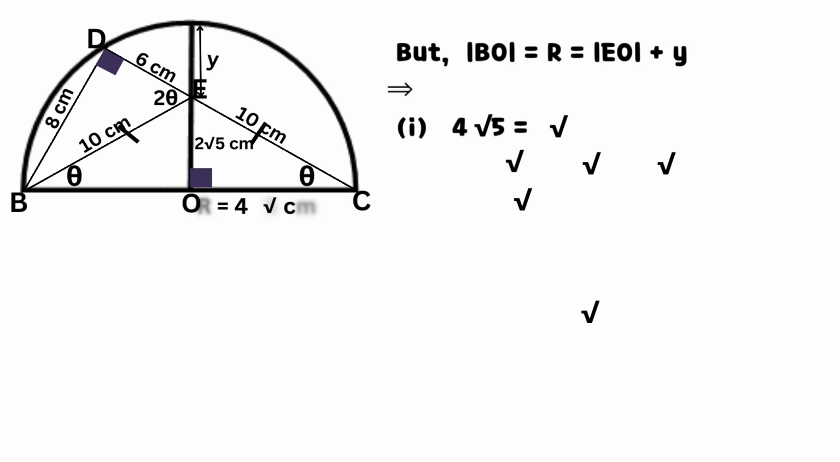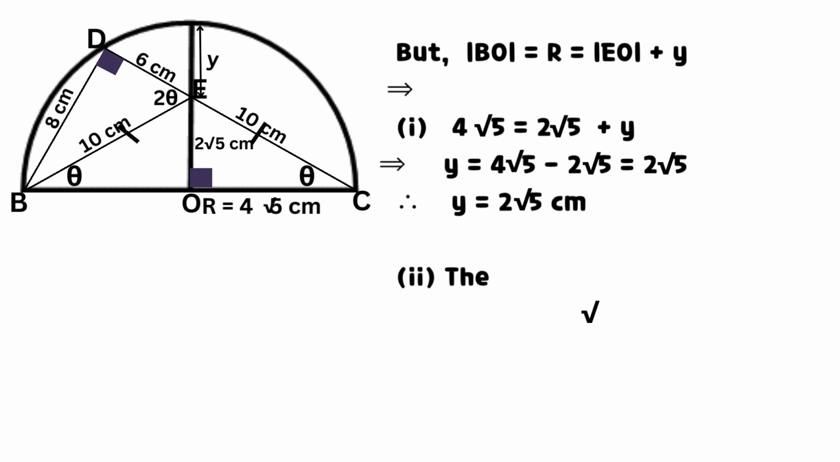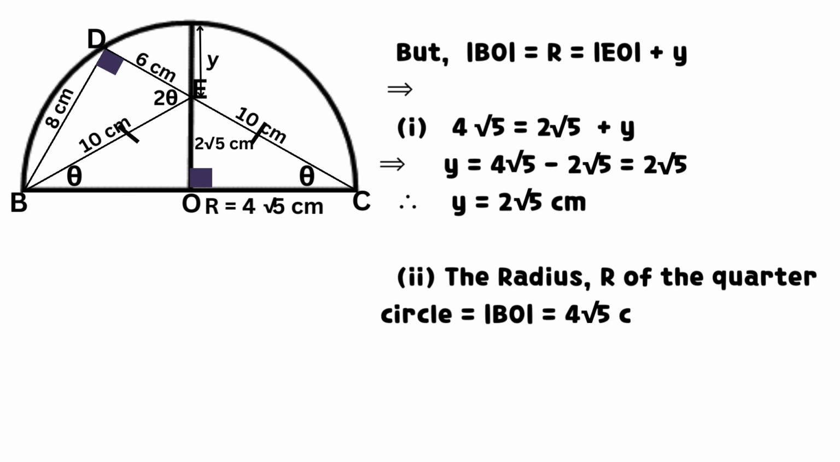But line BO equals R, which equals the sum of EO and Y. Solution to question I. 4 times the square root of 5 equals the sum of 2 times the square root of 5 and Y. Make Y the subject of the formula. We have that Y equals 4 times the square root of 5 minus 2 times the square root of 5, which equals 2 times the square root of 5 centimeters. For solution to question II, the radius, r, of the quarter circle equals line BO, which equals 4 times the square root of 5 centimeters.